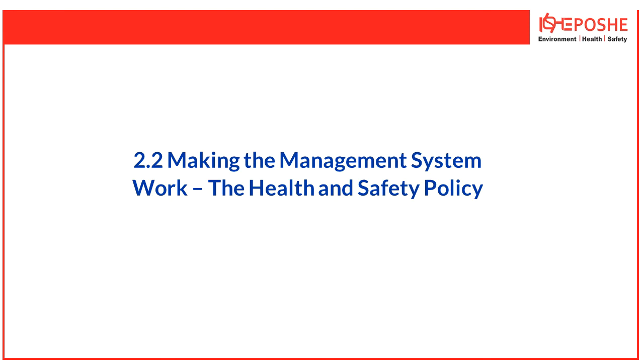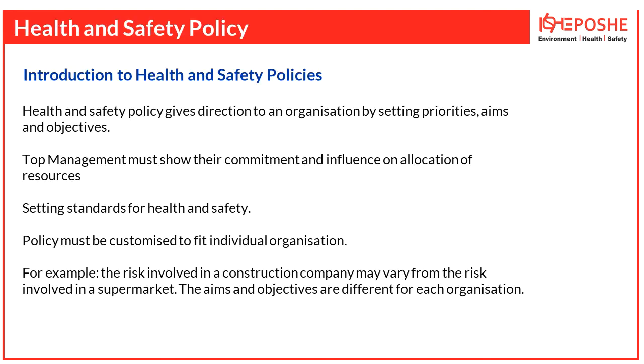2.2. Making the management system work. The Health and Safety Policy. Introduction to Health and Safety Policy. Health and Safety Policy gives direction to an organization by setting priorities. Everyone in the organization must be aware of health and safety aims and objectives, the arrangements in place, and the standards that are established to protect business, employees, and others.